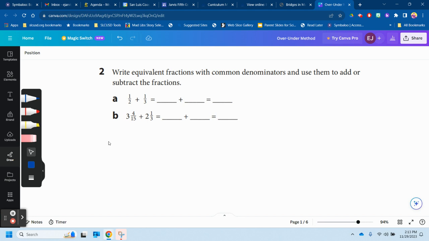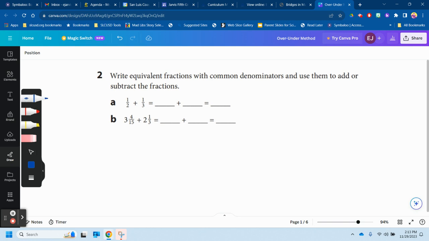So write equivalent fractions with common denominators. That's really important, common denominators. We need common denominators here and add or subtract them. So we need to find the least common multiple between 2 and 3. I could probably do it in your head. You'd list them out: 3, 6, and 2, 4, 6, etc. Most of us figure out that the common denominator is 6.